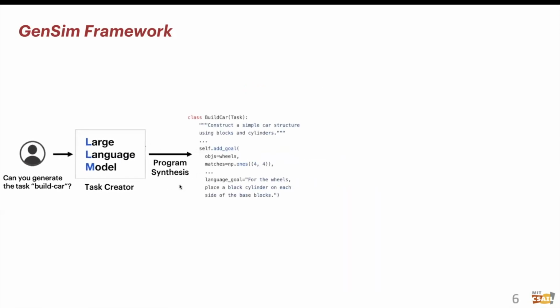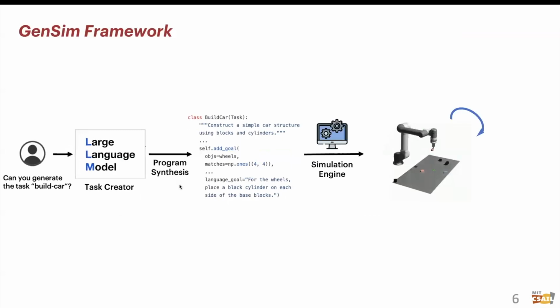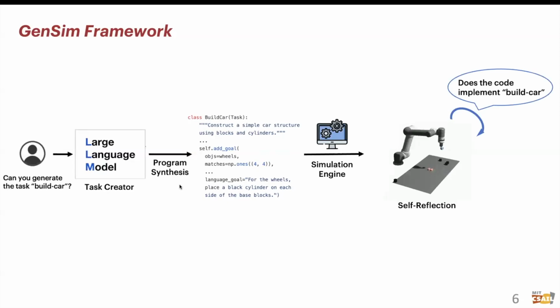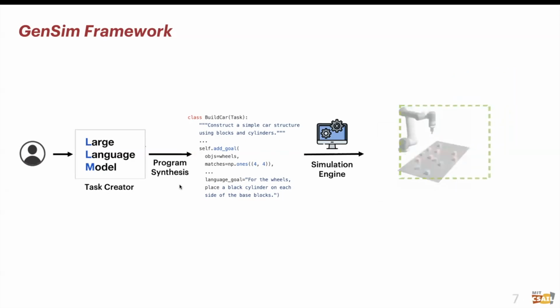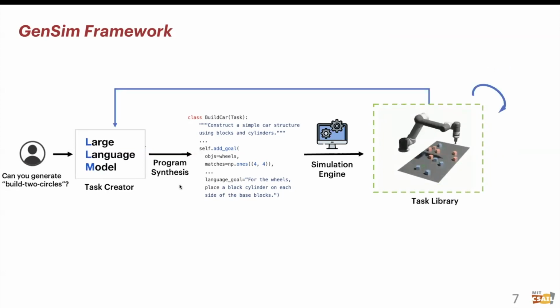The generated code will be executed in simulation engines and checked through various feedbacks, such as simulation feedback, as well as self-reflection. Does the code implement the task correctly? And many more checks, such as single-task policy training. Now, this task build a car can be put in the task library, and by distillation and retrieval methods, it can potentially be helpful for creating future tasks.